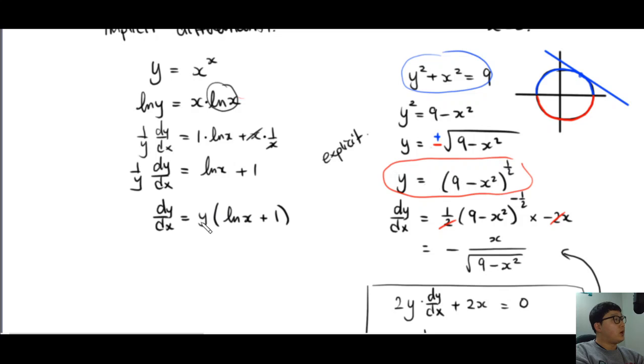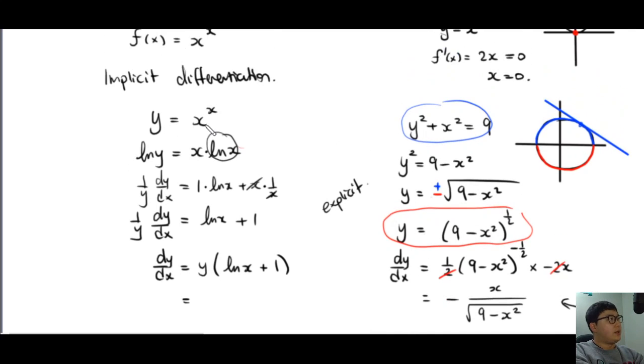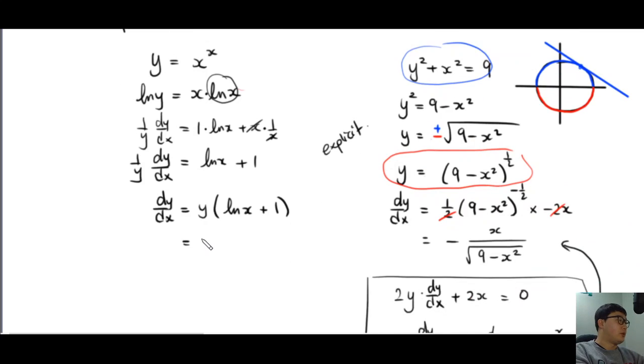And of course you can write y in terms of x. We know that y is x to the power of x, so that turns into x to the power of x, and then ln x plus 1.